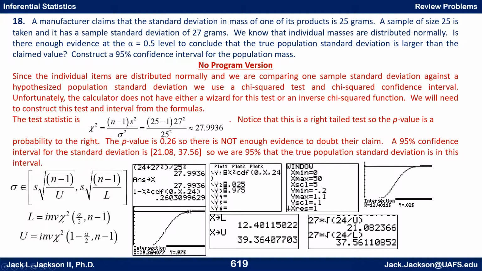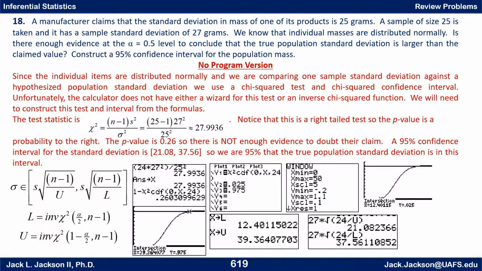This is the page that would do it if you did not have the program. We would find the test statistic this way. Chi-square is n-1 times s squared over sigma squared. Plug in the numbers as you see right here, and you get 27.9936. And I just stored that as x, which you can see right here on the calculator. I did 1 minus the chi-square CDF from 0 up to that x value with 24 degrees of freedom. 24, of course, being n-1. That's our p-value right there.